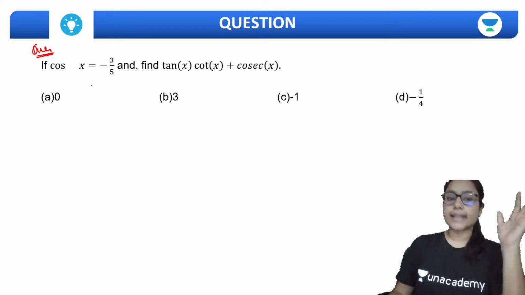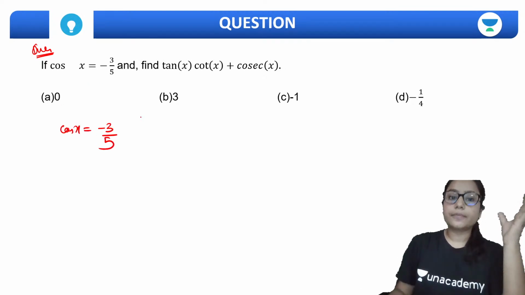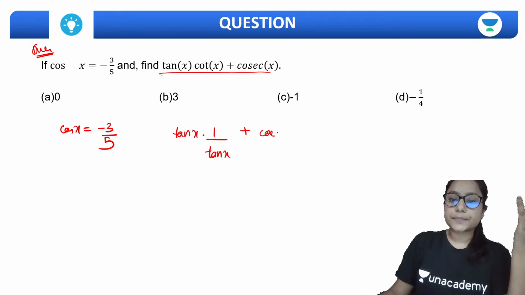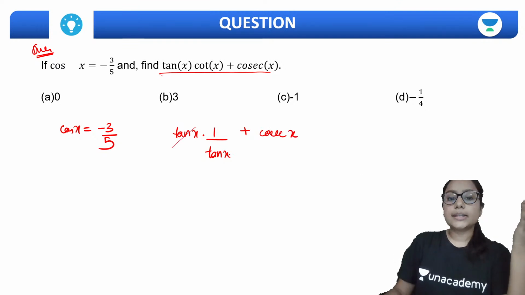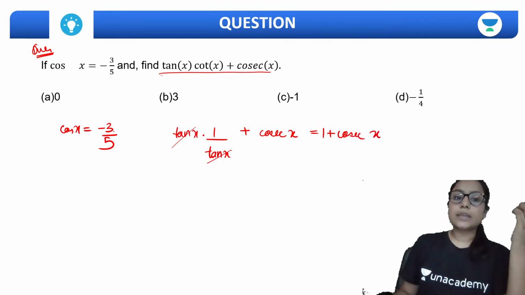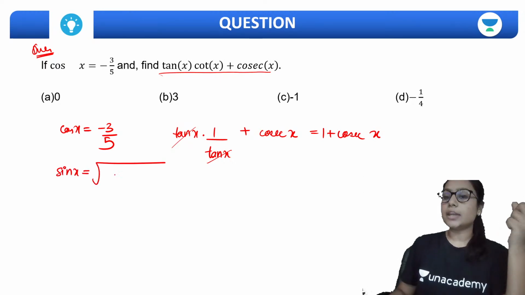So this is cos x. What is the value of cos x given here? Minus 3 by 5. This is what I need to find. Now what is tan x? What is cot x? This is 1 upon tan x, plus cosec x. So this value will be 1. So this is actually 1 plus cosec x. Now this is given minus 3 by 5. So using this you can calculate the value of sin x.